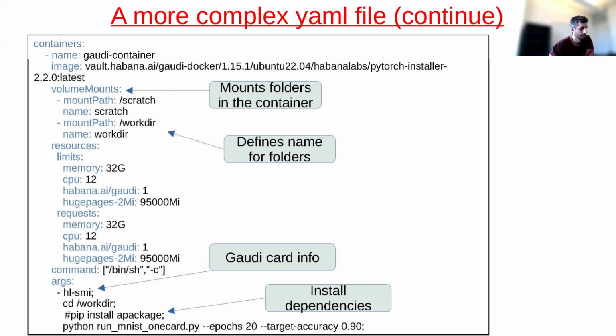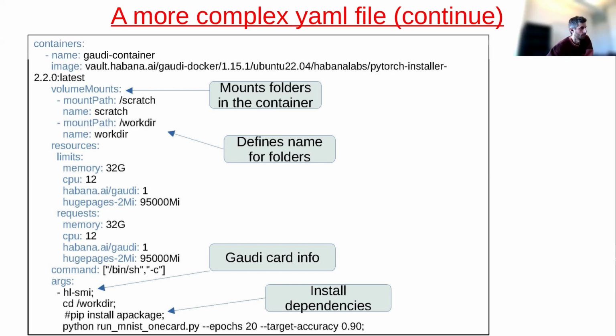Here the first one is hl-smi. That's optional, but it can be useful. It gives you some information on the Gaudi card. So yeah, we execute this, then we get into the working directory. We could do pip install or whatever package. If you need anything, you can install it here. And then you can execute your application.